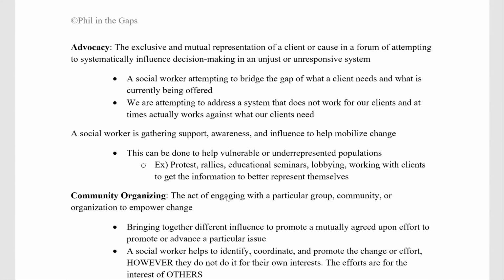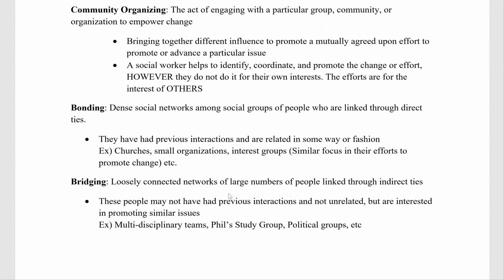Getting into what community organizing in general would mean, it's the act of engaging with a particular group of people, community, or organization to empower change. So we are organizing an entire community to get the job done. And where this can look like is bringing together different people to influence and promote a mutually agreed upon effort to promote or advance a particular issue. The key emphasis here is it's a mutually agreed upon thing.